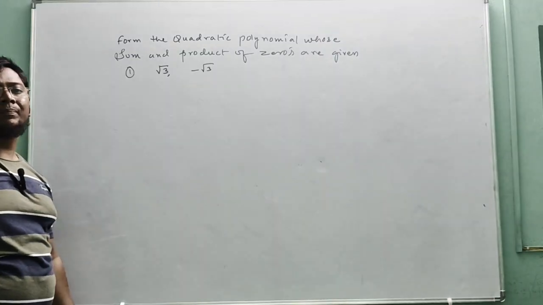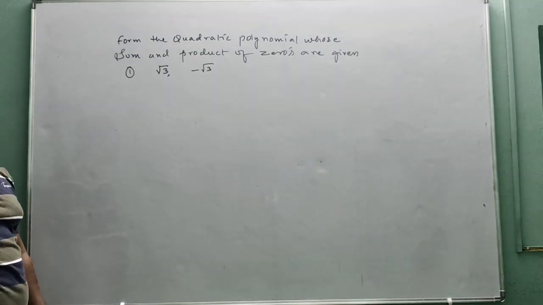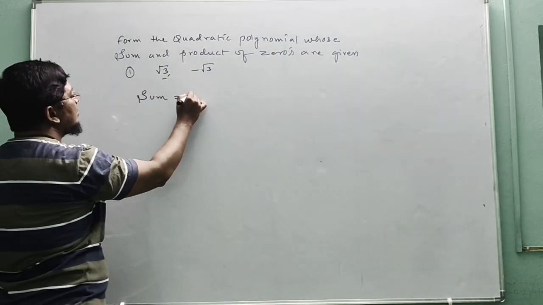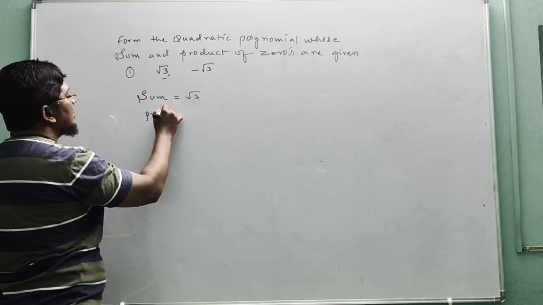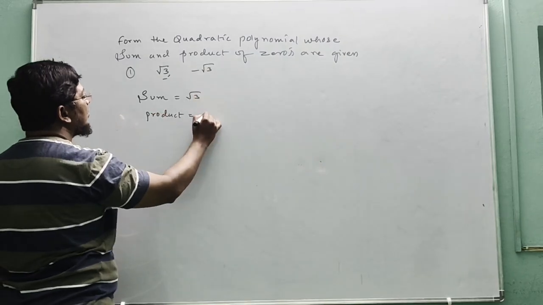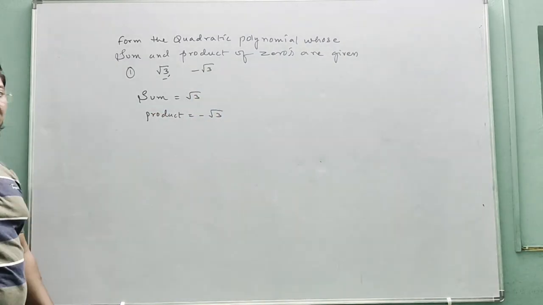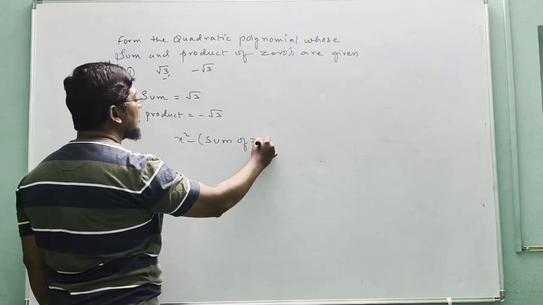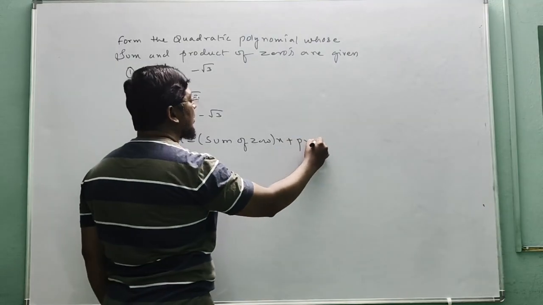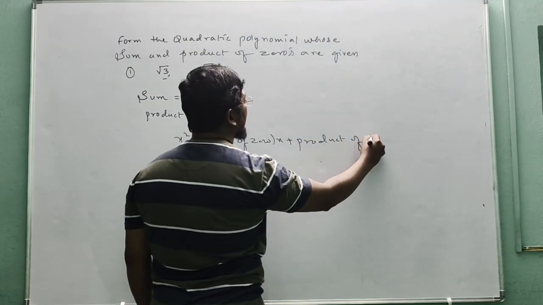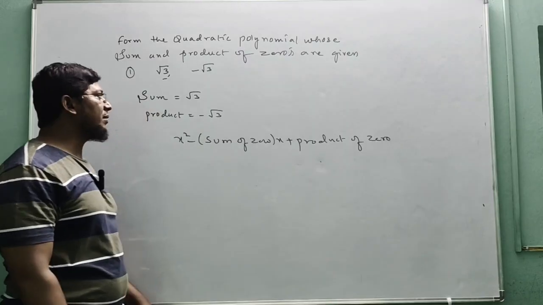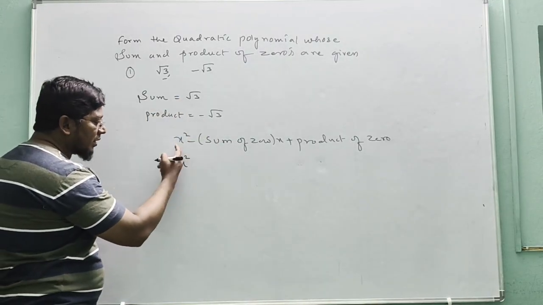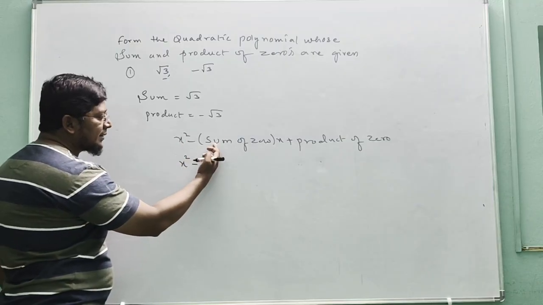So we have to find the quadratic polynomial; sum and product are given. So what is given, sir? Sum is equal to root 3. Product is equal to minus root 3. We have a formula: x square minus sum of zeros x plus product of zeros. So the sum of zeros given is root 3, the product of zeros is minus root 3. Just substitute: x square same, minus also same, sum of zeros.